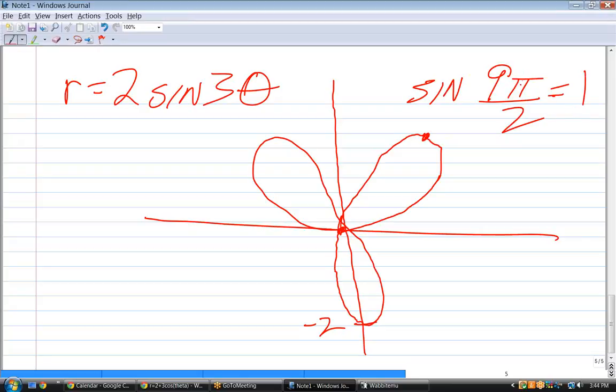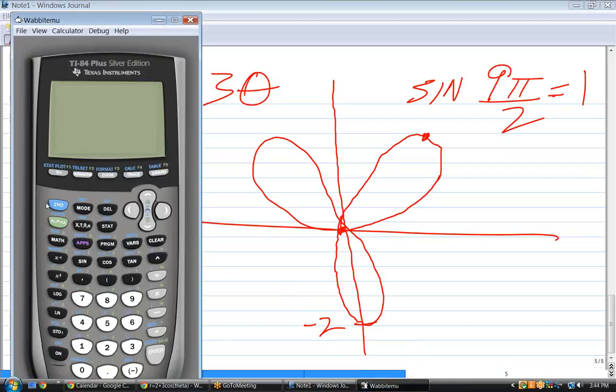It's the same as the sine of pi over 2. So how do we end up down here at minus 2? Is this the right curve? Let me graph it here. 2 sine of 3 theta.